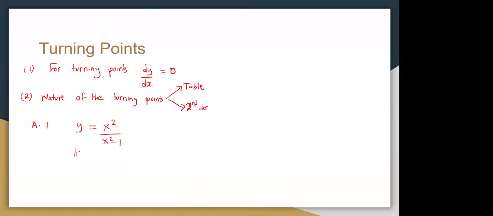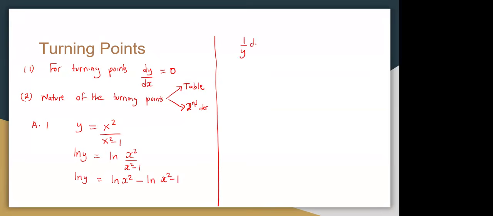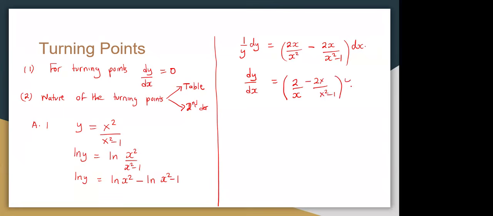So I'm going to introduce natural log on both sides. Natural log of y is equal to natural log of x^2/(x^2 - 1). So we shall have ln y equal to ln x^2 minus ln(x^2 - 1). Therefore, we differentiate. We shall have 1/y dy equal to 2x/x^2 minus 2x/(x^2 - 1), everything with respect to x. So my dy/dx will equal, here I will divide by x, 2/x minus 2x/(x^2 - 1), then times y.